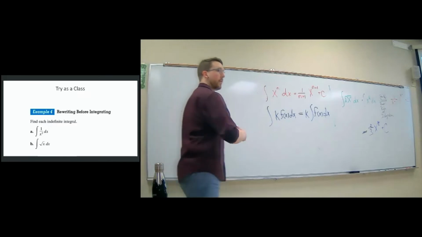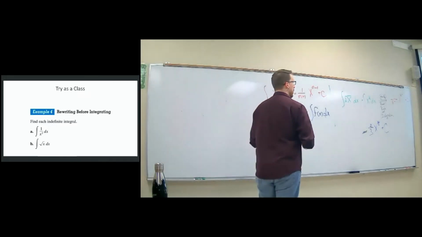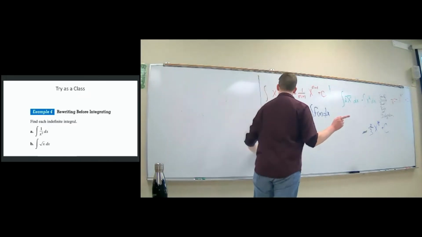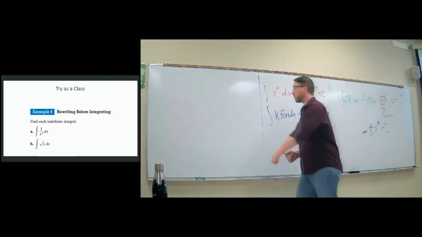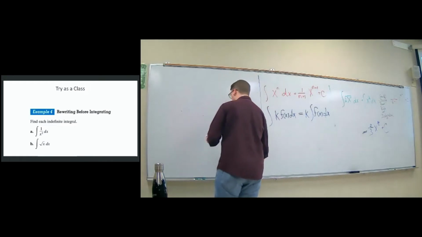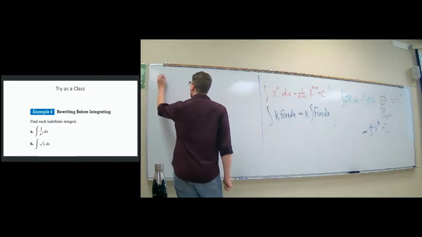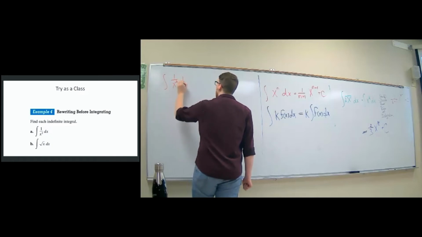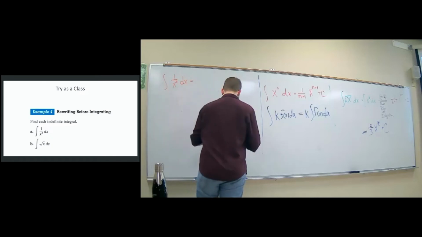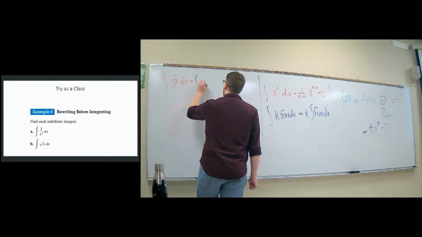Negative 1 over x squared. I think you're right. I think. Let me go to the board. So for A, we're going to start off by rewriting it. We have the integral of 1 over x cubed integrated with respect to x. This thing is equal to the integral of x to the -3rd power dx.